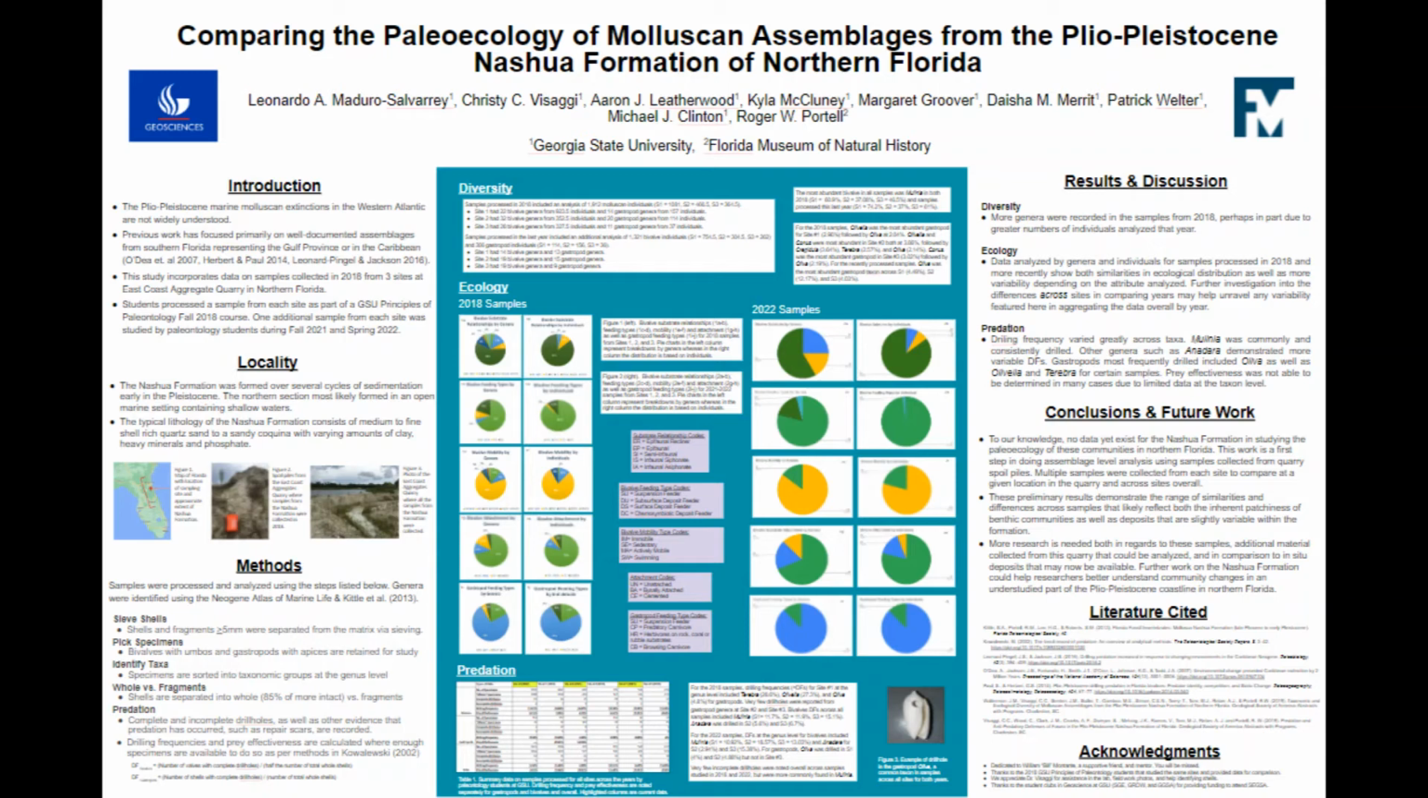Future work will be looking at not only further refining the eco-guild divisions used in the 2022 samples so they're more consistent with the 2018 samples, but we'll also seek to look at samples collected in situ as opposed to those collected in this study, which were collected from tailing piles and thus may not be as representative as in situ samples. More research is needed in regards to these samples to better understand these extinctions during the Plio-Pleistocene border, and the work is thus ongoing.